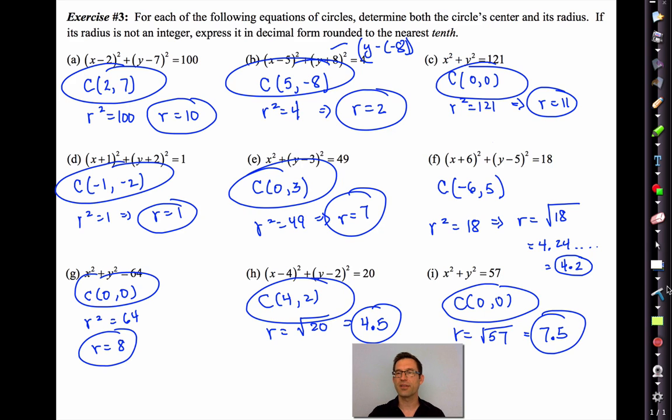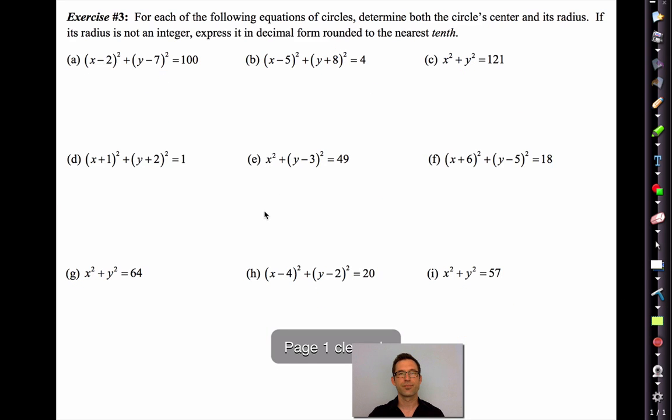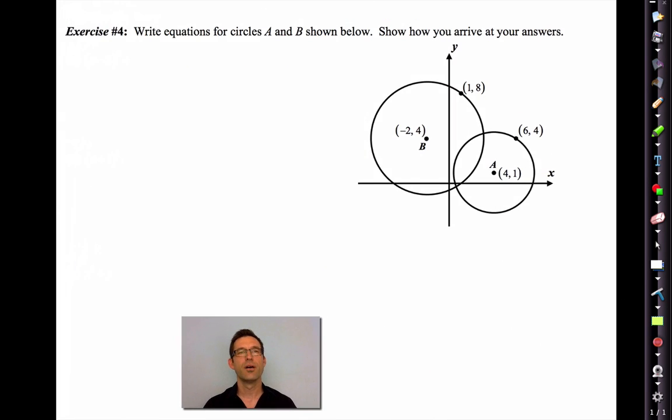Okay, let me clear out the text. All right, this one's kind of cool. It says, write equations for circles A and B shown below. Show how you arrive at your answers. So there's kind of two things we do, right? We take graphs and we create equations, and we take equations and we create graphs. This one is where we're going to take graphs and come up with equations. So let's take a look at circle A. Then maybe you can work on circle B.